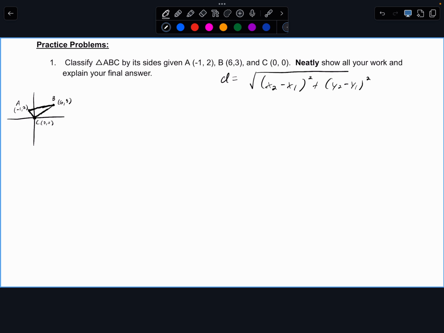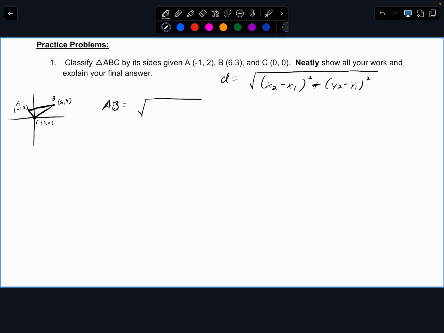the change in my y's. We're going to square those differences and then add them together. Okay? I'm just going to write it once. I'm not going to write it 3 different times, even though I'm going to find 3 different lengths or distances. So it doesn't matter the order in which you do this. I started with segment AB.